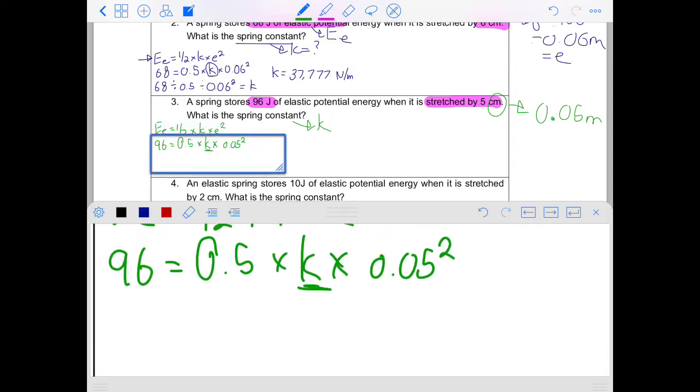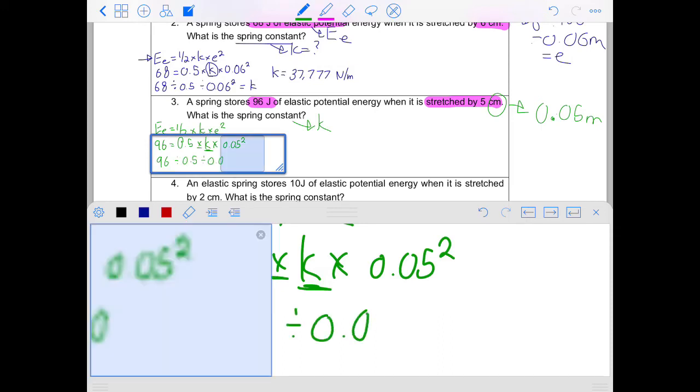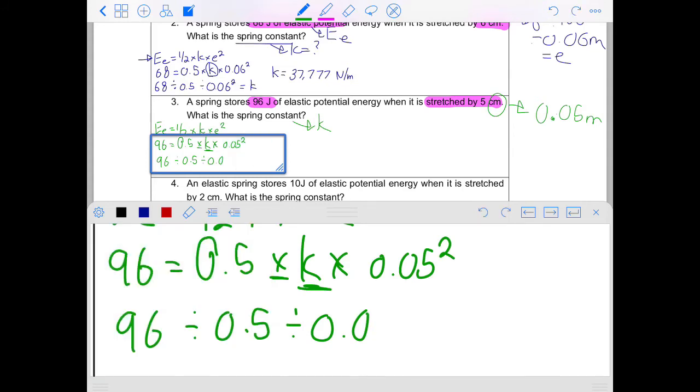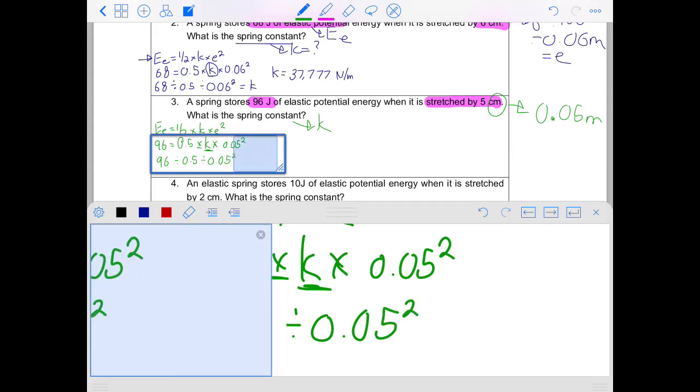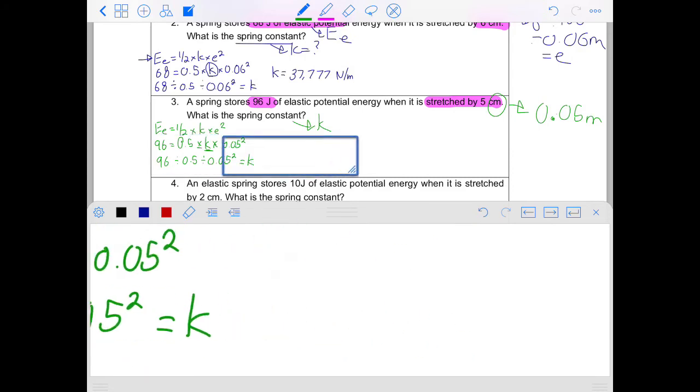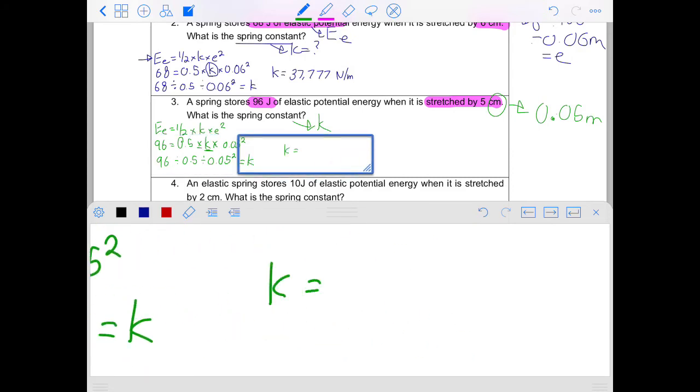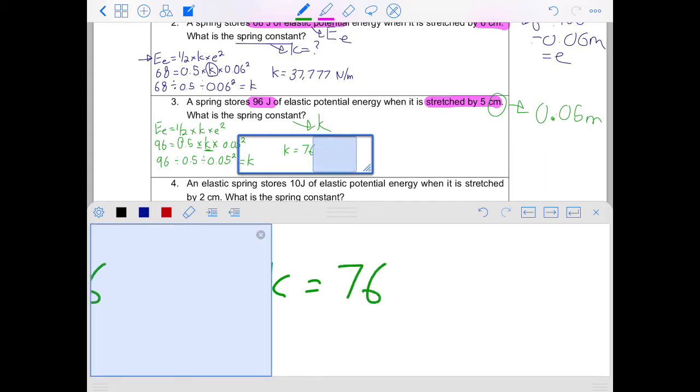Then we need to rearrange to get K by itself. So it's just 96. Again, because we're multiplying, we just need to divide. Divided by 0.5, divided by 0.05 squared is equal to our spring constant. So our spring constant is equal to, once you plug those numbers into a calculator, remembering your big mass, we end up with 76,800 newtons per meter.